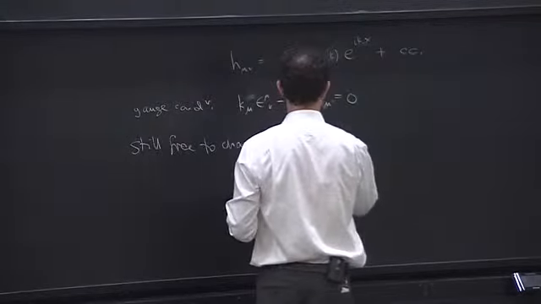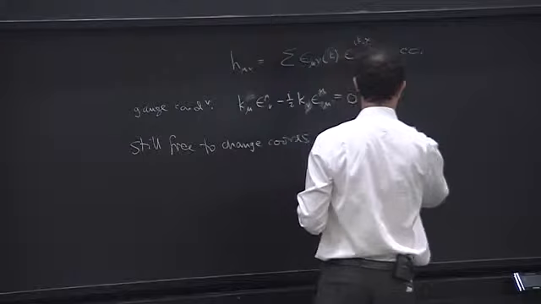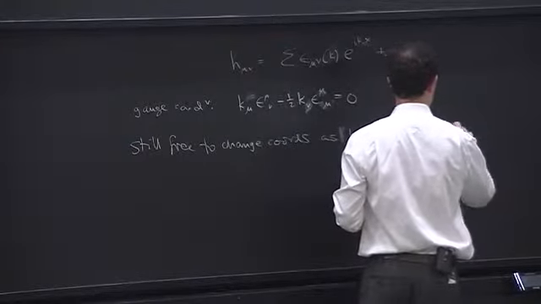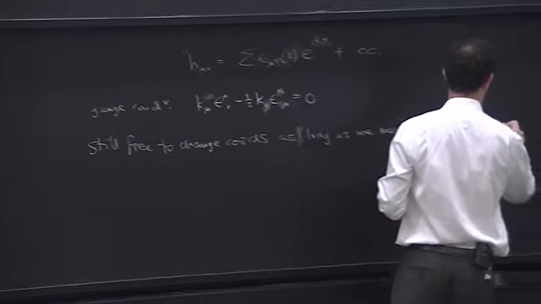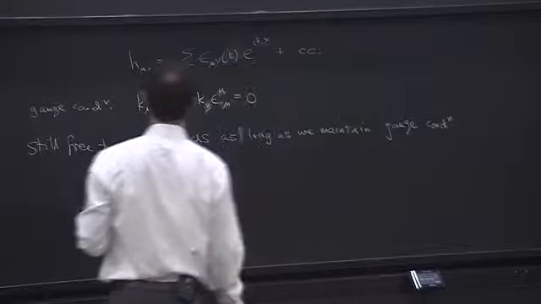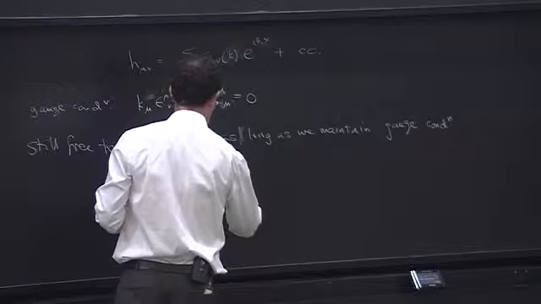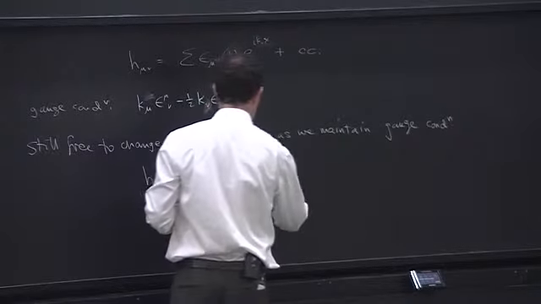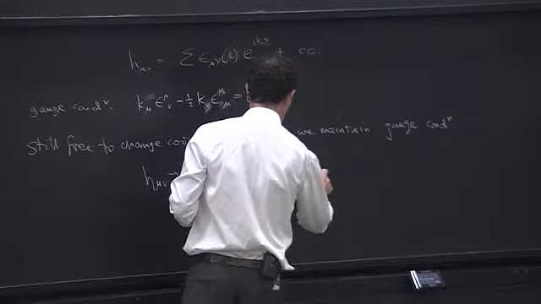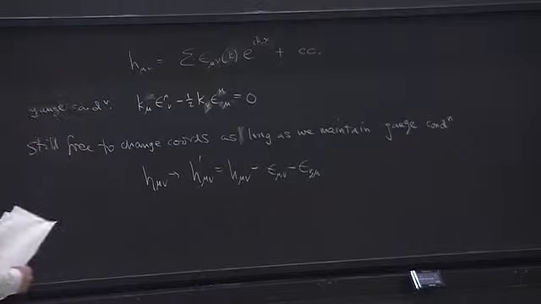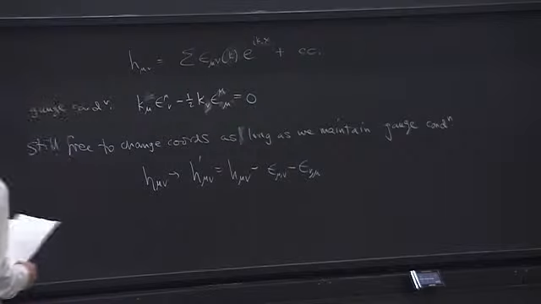And as long as we maintain the gauge condition, okay, so you'll remember that when I change coordinates, h mu nu goes to h prime mu nu, which is h mu nu minus epsilon mu comma nu minus epsilon nu comma mu, where epsilon nu is any four-vector function of space-time.